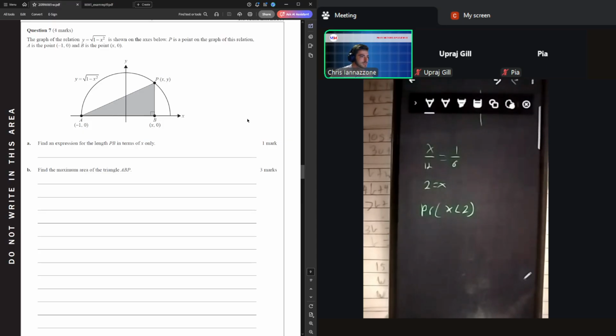Question 7. Graph of the relation. We got a triangle inscribed into it. I feel like we've done surprisingly few of these. It's a very common question from what I've come across, but I feel like in these classes we've done not that many of these. Maybe they show up mostly in multis and stuff.